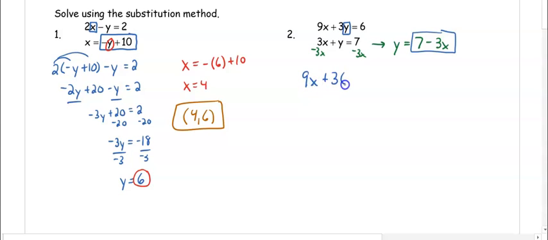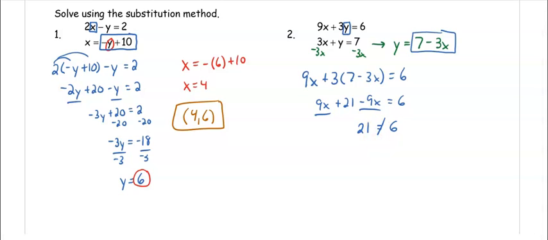So we get 9x plus 3 times 7 minus 3x equals 6. When we distribute, 9x plus 21 minus 9x equals 6. If we combine our x's, 21 equals 6 because the x's have canceled out with each other. 21 does not equal 6, so this is going to be no solution.